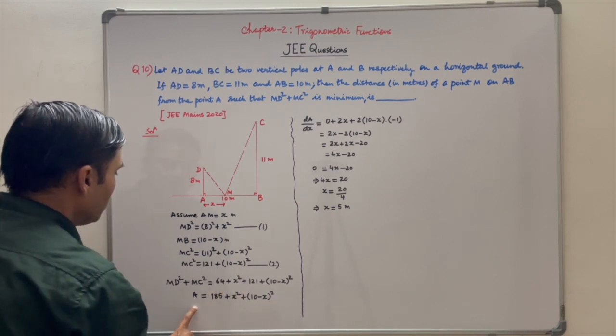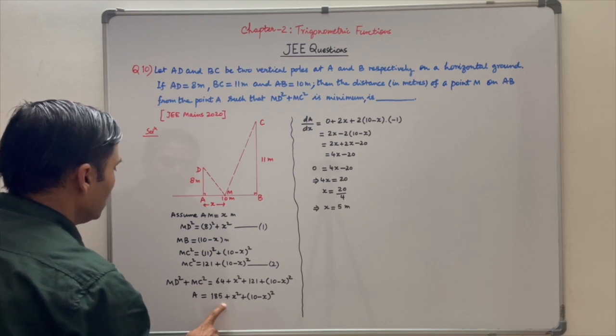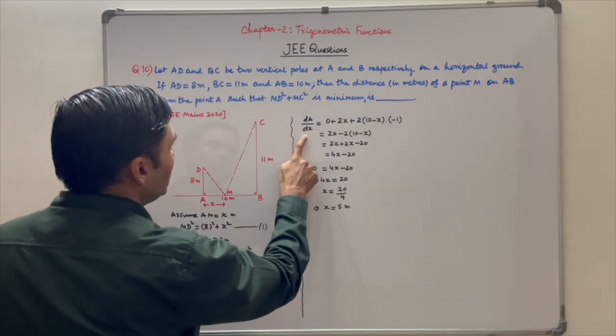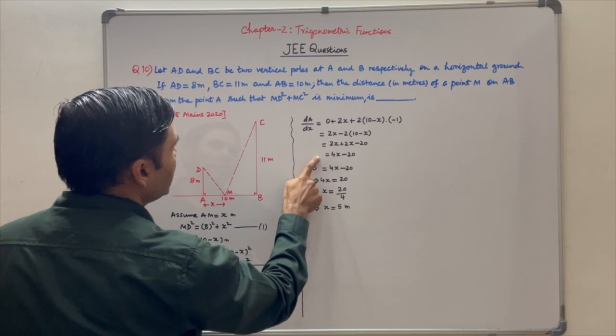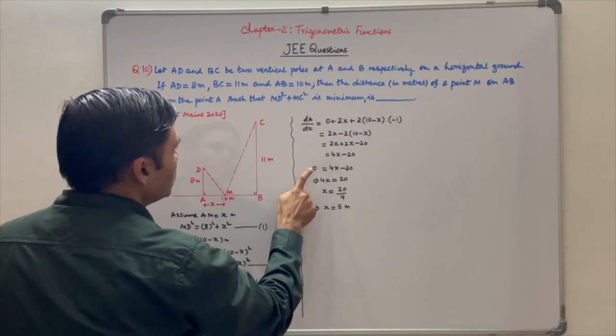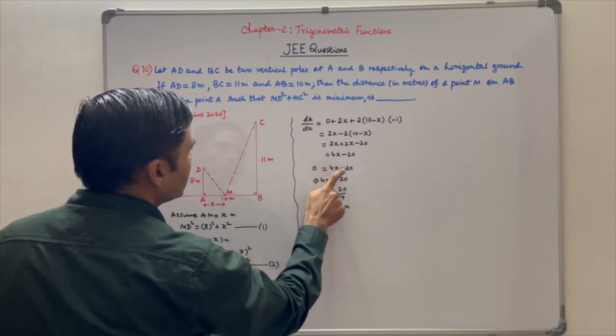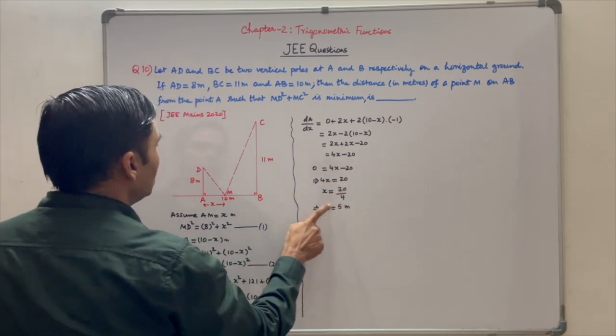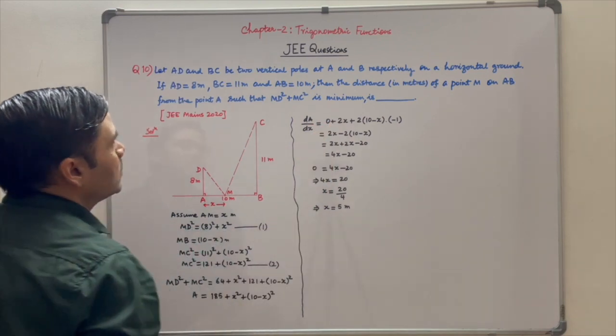Now at maximum or minimum point, slope of tangent will be equal to 0. And slope of tangent is given by dA/dx. So we will find dA/dx and equate that to 0. So 0 = 4x - 20, or x = 5 meter. So that is our answer.